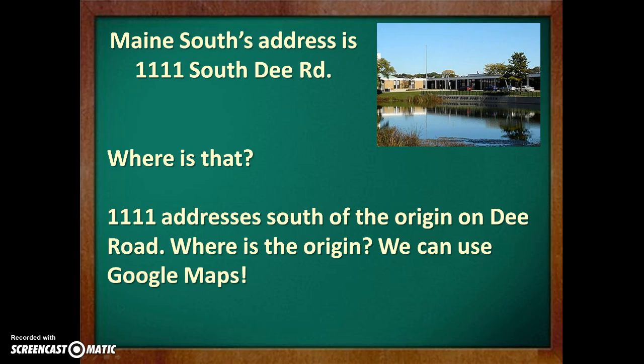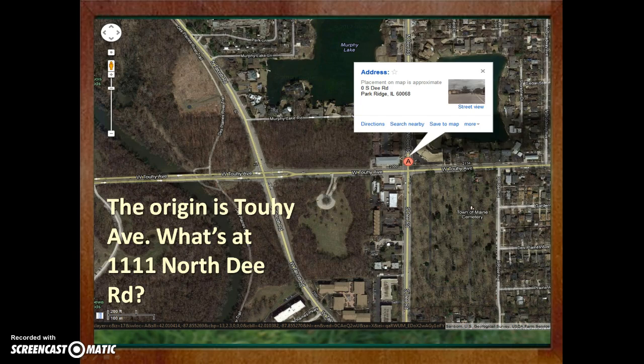In the real world, Main South's address is 1111 South D Road. Well, where is that? Well, that's going to be 1111 addresses south of the origin on D Road. Well, where is the origin? Well, we can use Google Maps. And so when we Google Map 0 South D Road, it turns out that's Touhy Avenue. So the origin for Park Ridge is going to be Touhy Avenue.